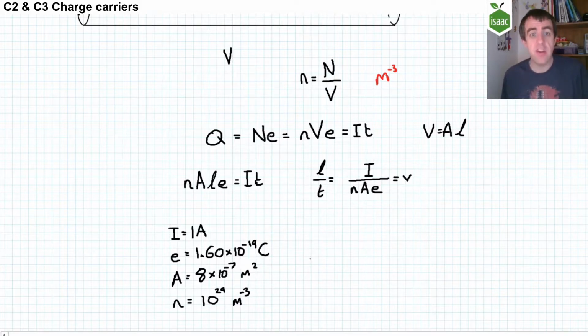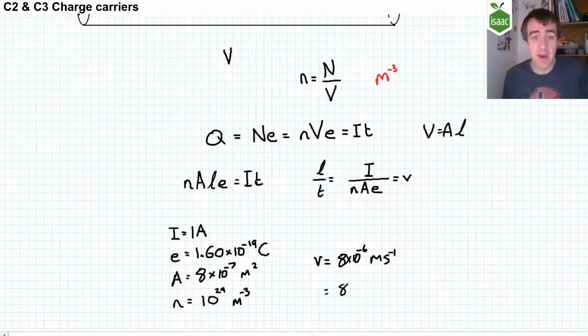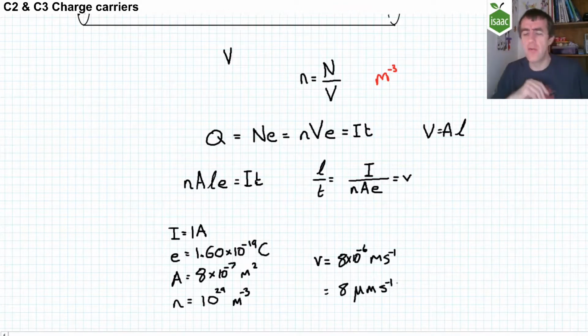And we substitute these numbers into this expression, we get a drift velocity, which is approximately in the order of 8 times 10 to the negative 6 meters per second. So that is about 8 micrometers per second. Very, very small drift velocity.